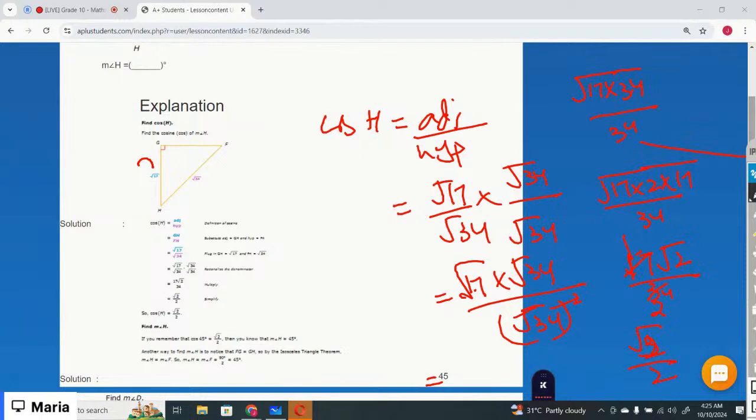Got it? So that means cos of angle H is square root 2 over 2. And you can evaluate that as cos 45, because square root 2 over 2 is 45 degrees, right? So then the measurement of angle H is 45 degrees. Got it? Let's just start with the test questions, right?